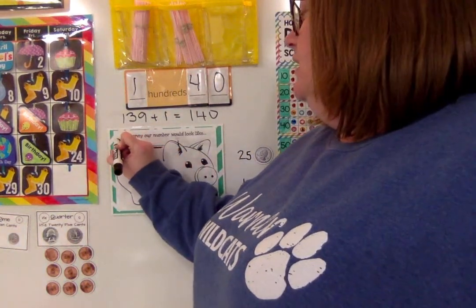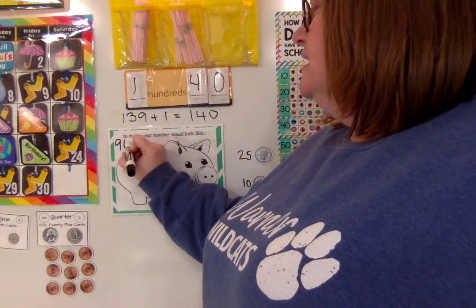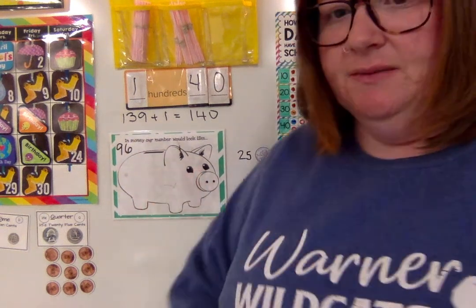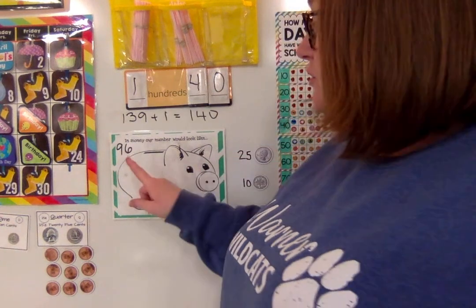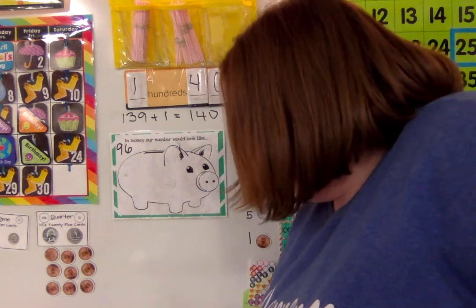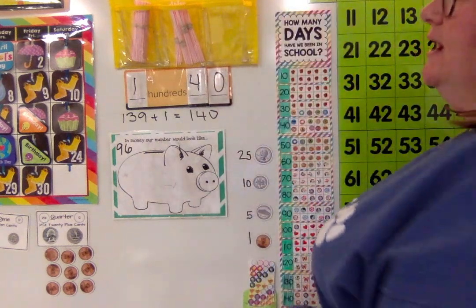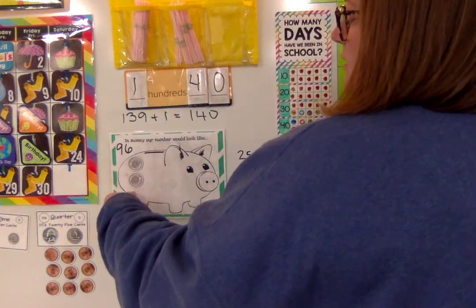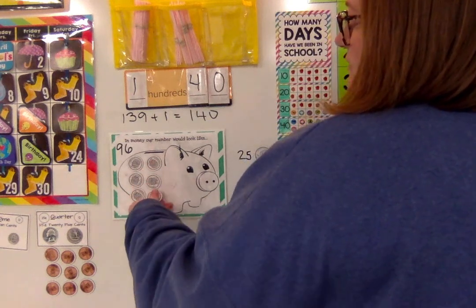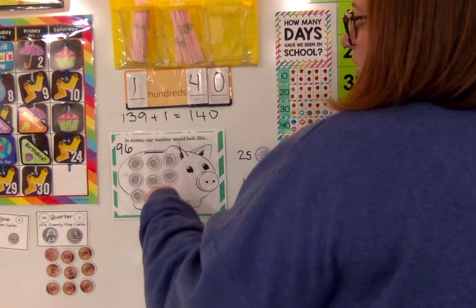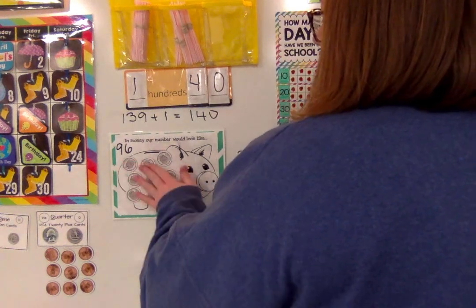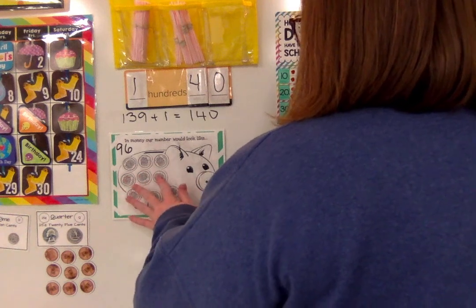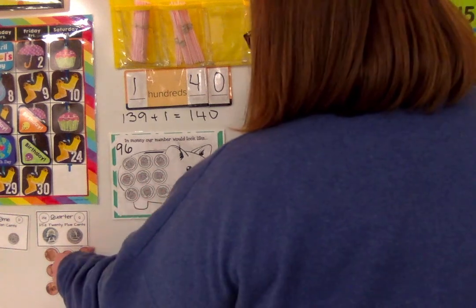Let's do a little money today. Our piggy bank would like 96 cents in his tummy. 96. So if we think about our tens, we could do 9 tens or 9 dimes. 10, 20, 30, 40, 50, 60, 70, 80, 90. We could do 9 tens. And we could do 6 ones or 6 pennies, right?